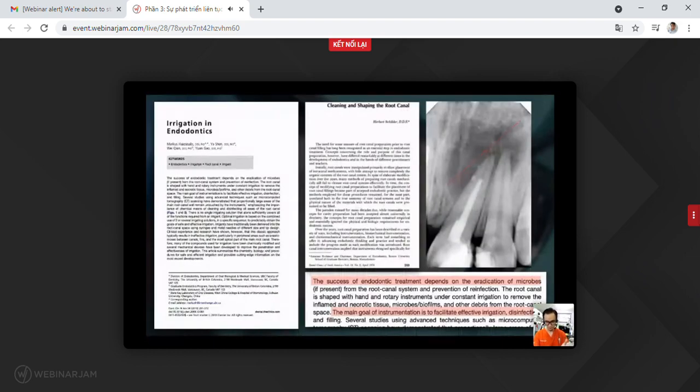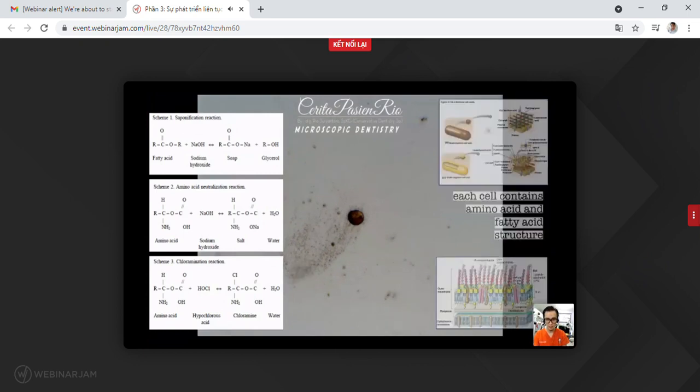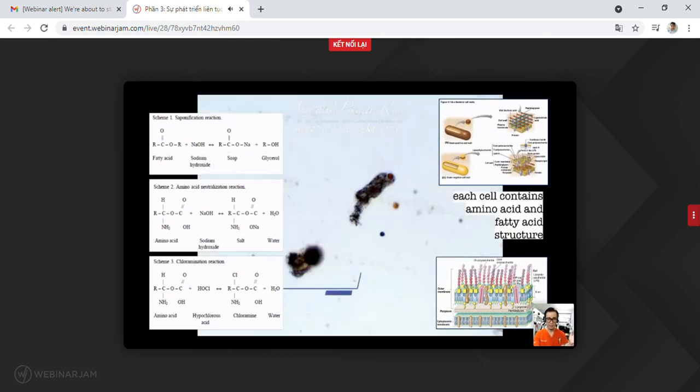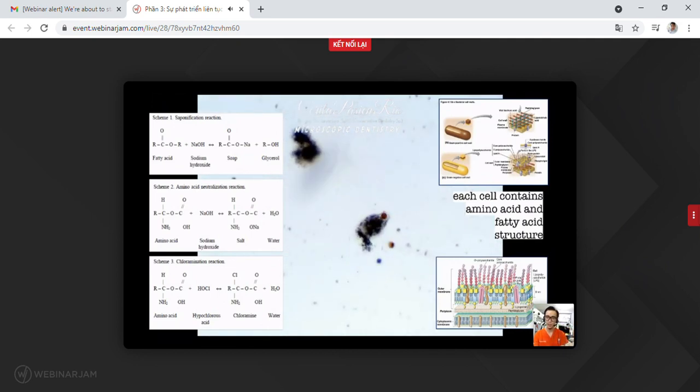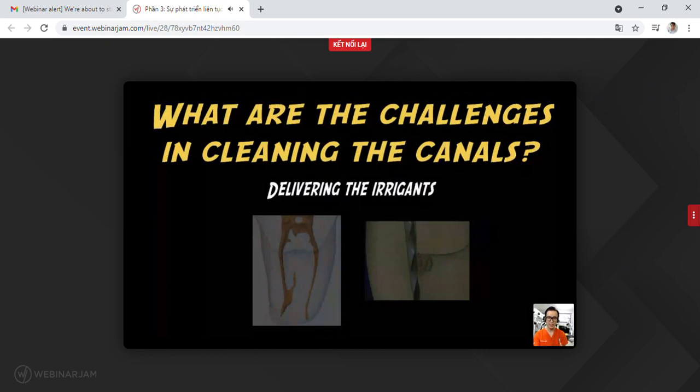That's what we want to have. We want to achieve proper disinfection. After gaining space, we have to do proper disinfection. Why? Because the one who kills the microbes is sodium hypochlorite. Not only sodium hypochlorite, but any other disinfecting agent you are using in your clinic, like chlorhexidine and so on. But now we have challenges in cleaning the canal.